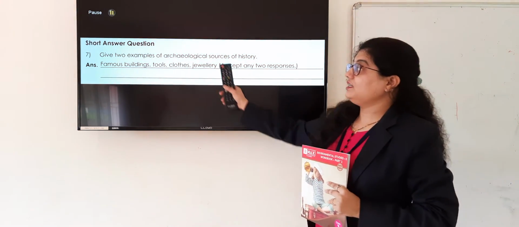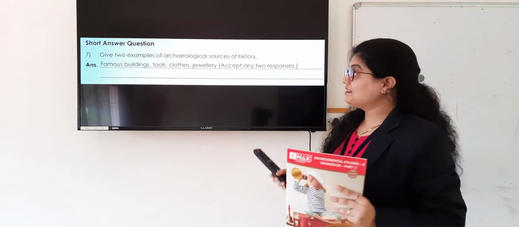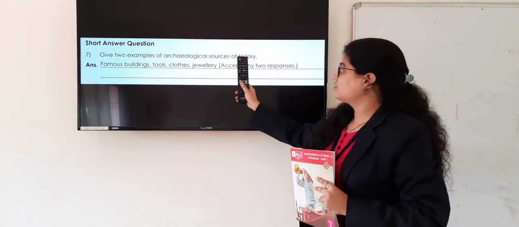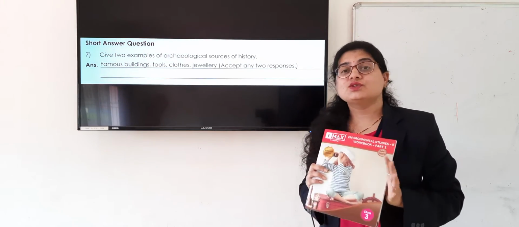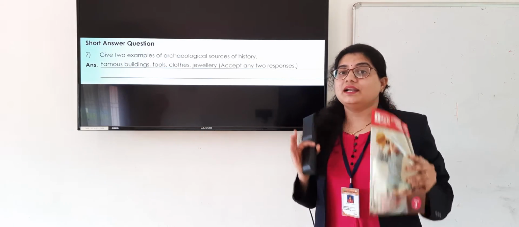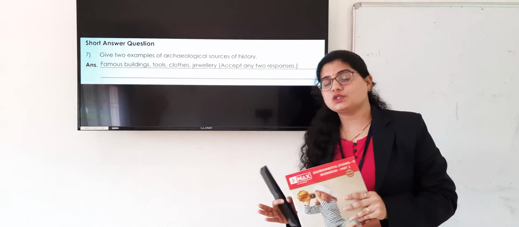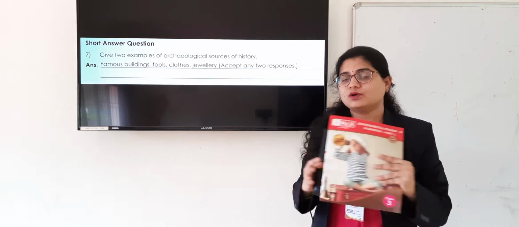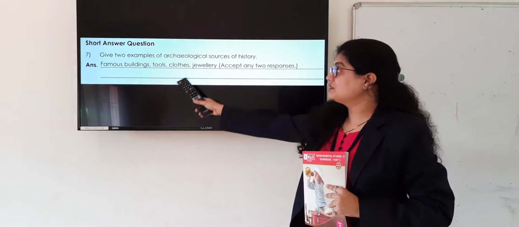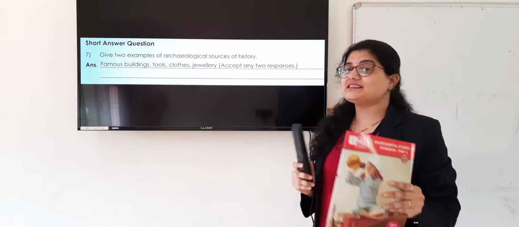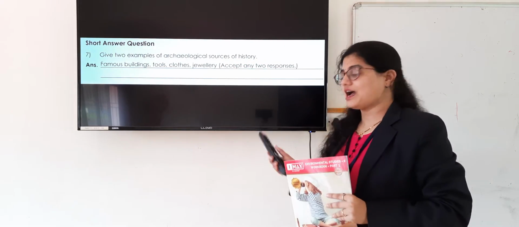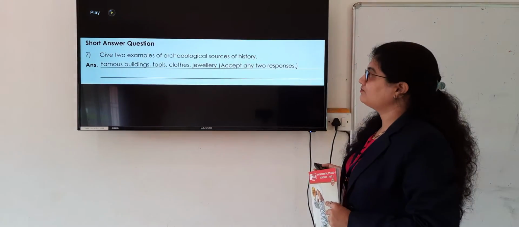See here, you can see question number 7. What is it? Let us read. Give 2 examples of archaeological sources of history. As we all know, the archaeological sources are related to buildings, jewelry, clothes, photographs and many more. So you can write here famous buildings, tools, clothes, jewelry. These are the examples of archaeological sources. Now let us move toward the next question.